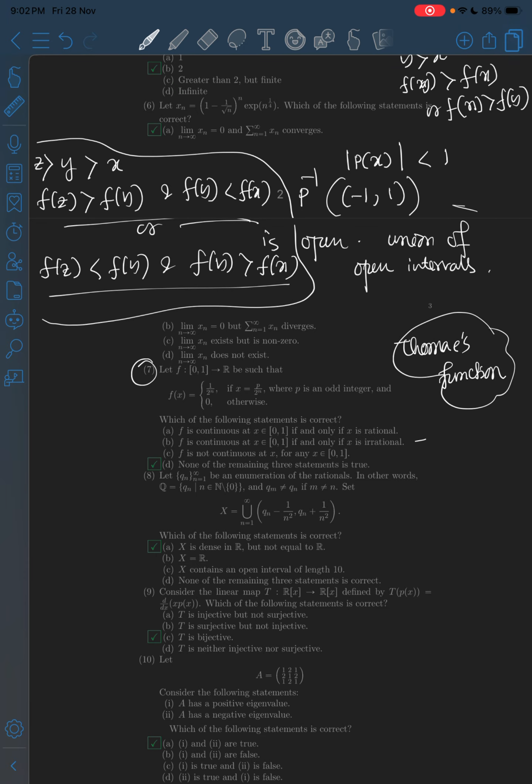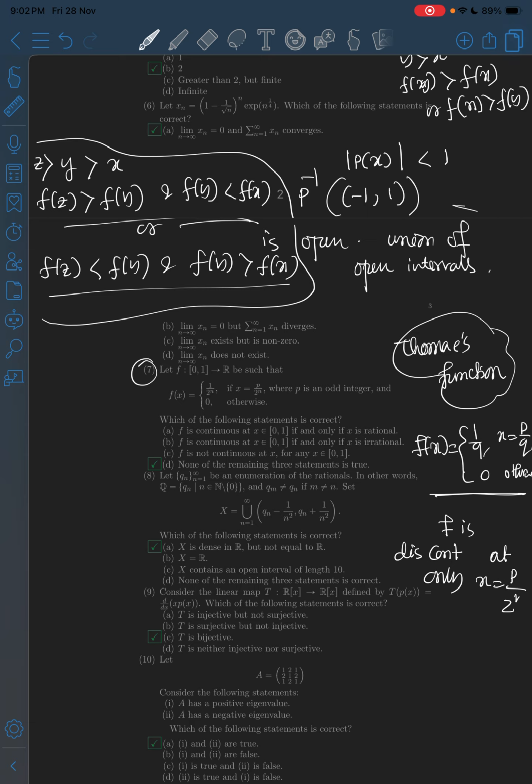In that case, it is basically f(x) equal to 1 by q when x equals p by q, and 0 otherwise, for irrational. And here it is just for dyadic rational numbers, not for every rational but dyadic rational. So similarly, by the same argument as this, you can show that f is discontinuous at only these dyadic rationals.